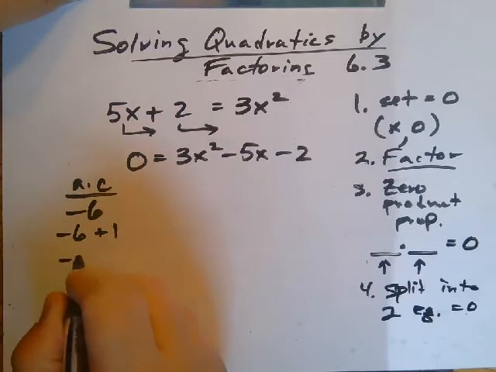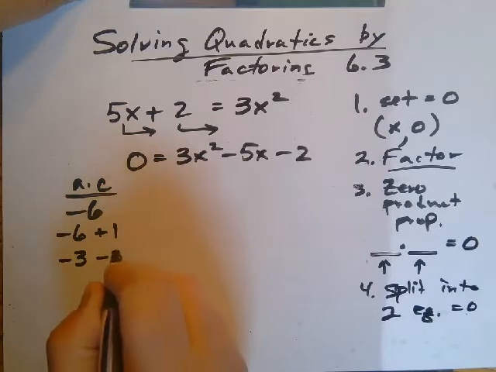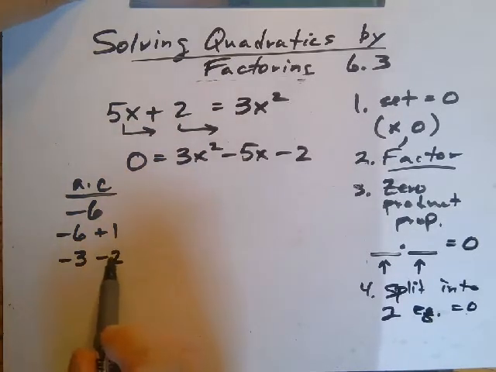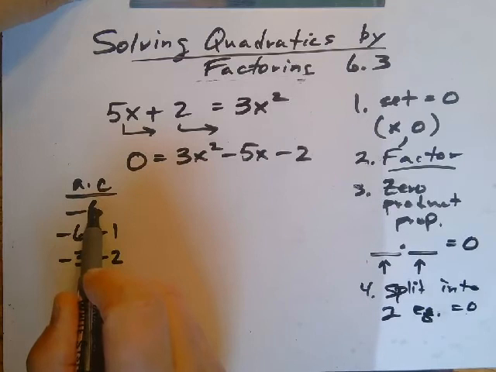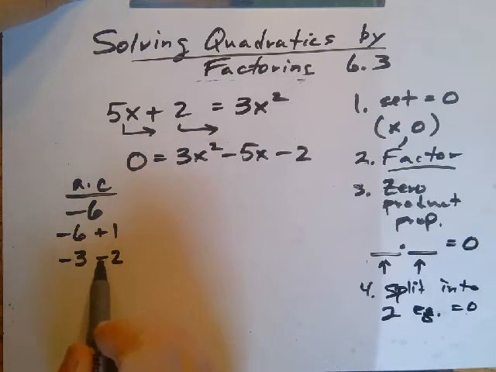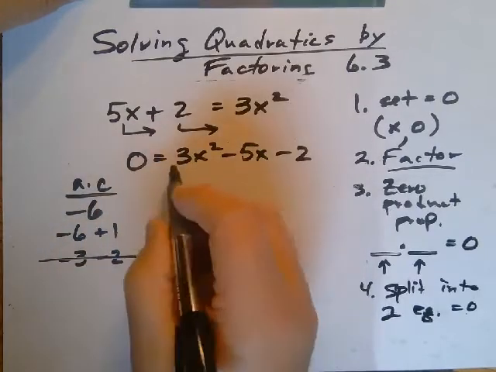Some are going to look at this and say, well, it's got to be a negative 3 and a negative 2. Well, that's a negative 5, but that would give me a positive 6 as a product. This can't be it. That's not the right answer. So these are my two numbers.